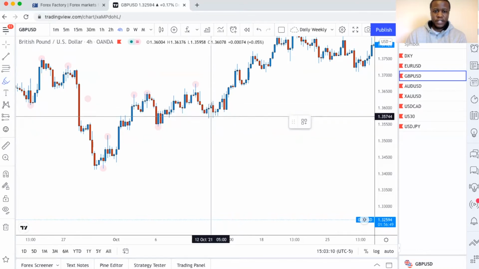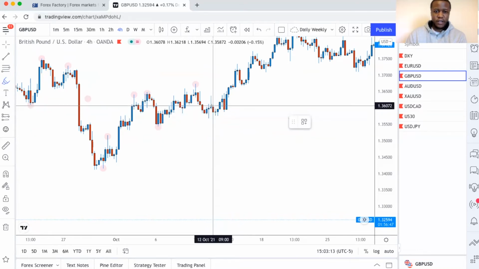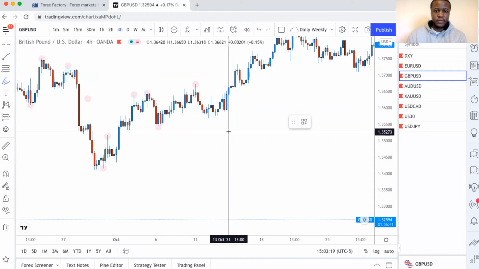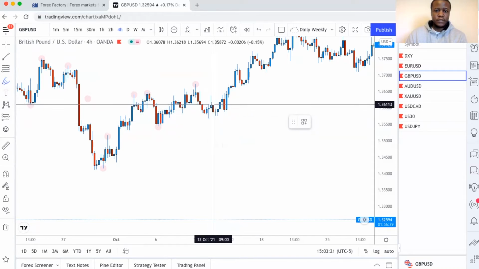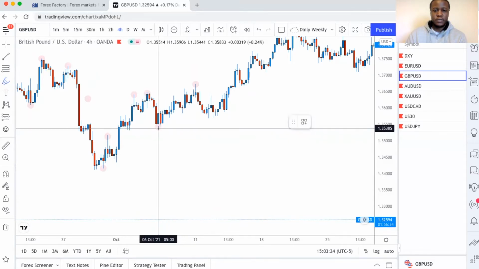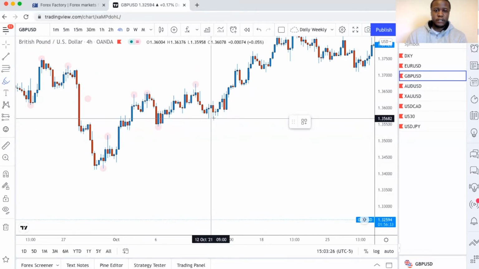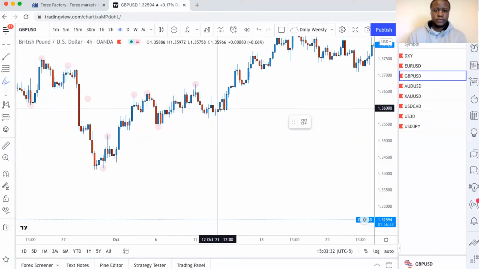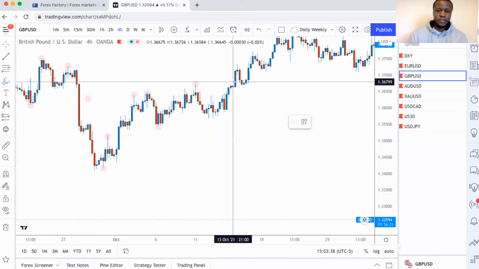So if you enter right here, you might be in a bit of drawdown. You can put your stop right here at the old swing low, or right here for a tighter stop loss. You enter a bit of drawdown, and eventually the market will take off.